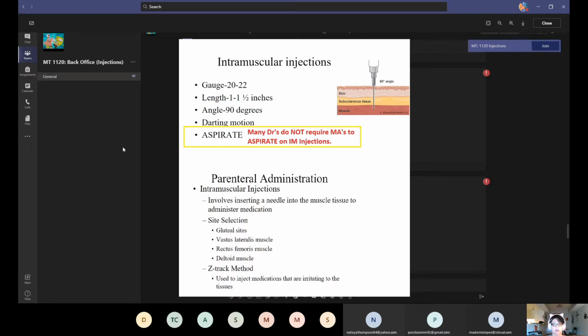And this is telling you the good sides that you can give. And then I am also going to show you a really cool video on what's called the Z-Track. Basically, all you do is pull the skin before you give the injection. That way, when you let go of the skin, the medication doesn't ooze out, right? And like I said, I'll post the video.